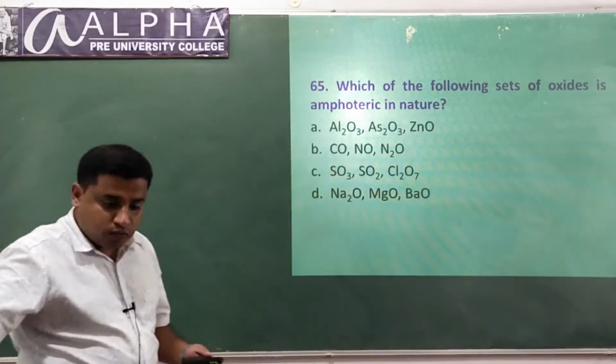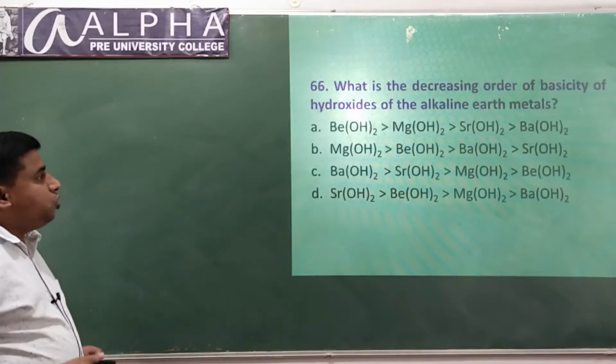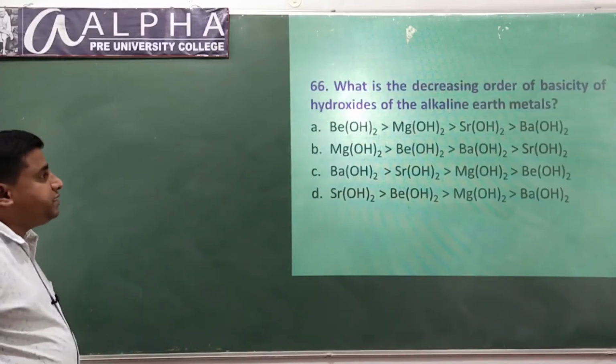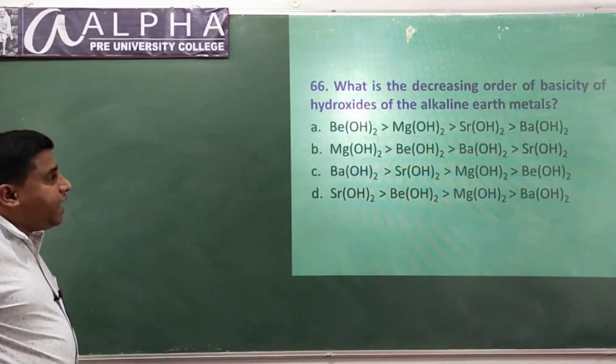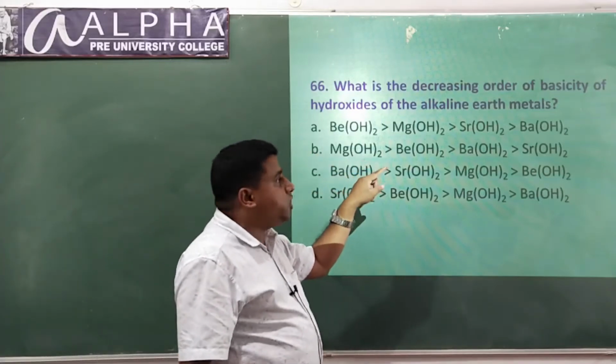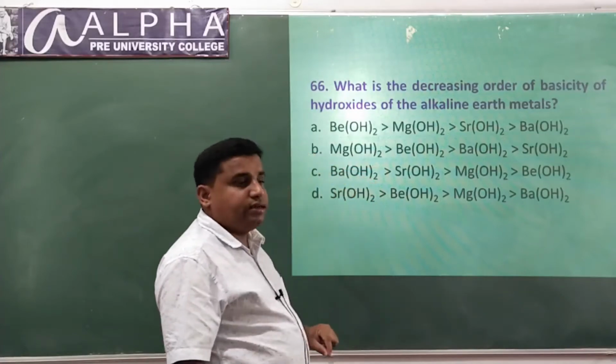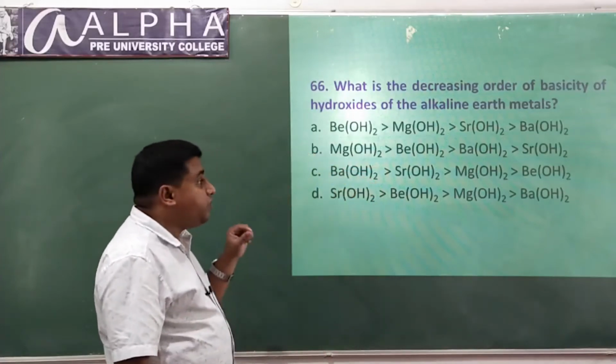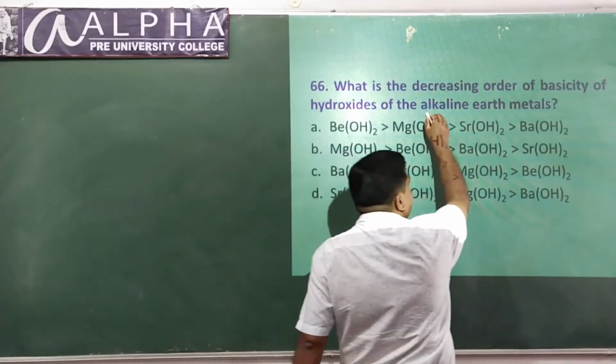Okay, what is the next question? What is the decreasing order of basicity of hydroxides of the alkaline earth metals? What is the decreasing order of basicity of hydroxide? Decreasing order of basicity of hydroxides of alkaline earth metals.